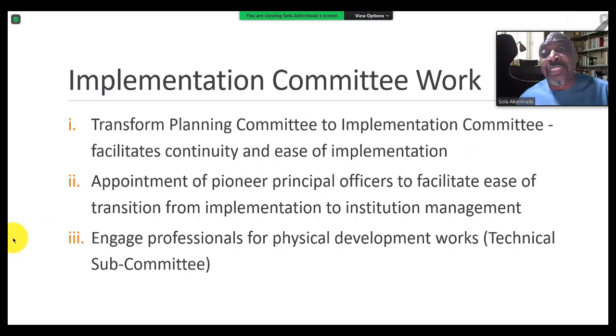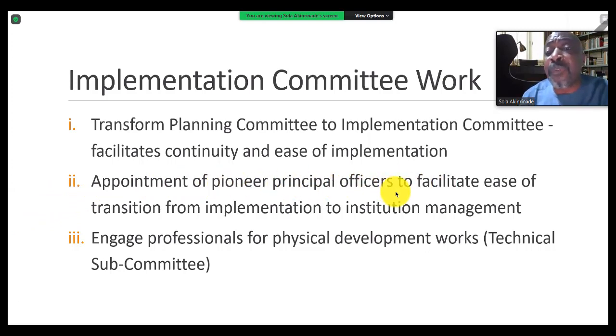But beyond that, you also need to bring in other professionals that may now be needed. For instance, finance is now more than ever needed in your committee. Works is more than ever needed because you'll be doing a lot of construction. So you need to be very, very sure that the people you are bringing in are those that can add value to the work.